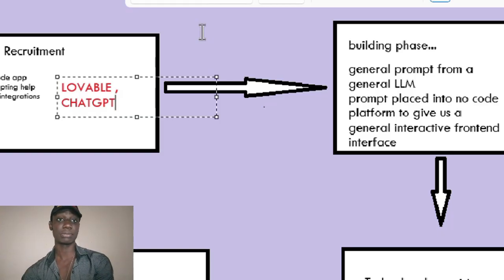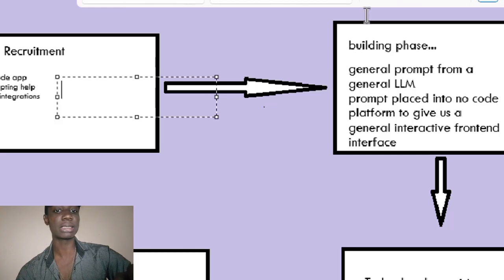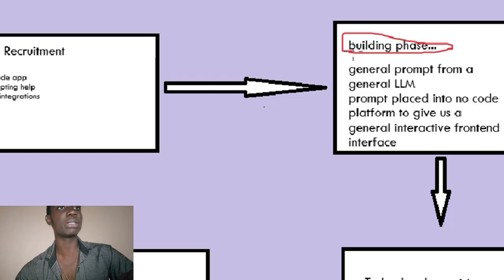Lovable is fun. Lovable is very fun. And there's something about Lovable that I will explain later. As of now, let's just move on to the next step, which is the building phase. Now, the building phase, this is where the fun begins. It's where you define your color scheme, your general prompt.